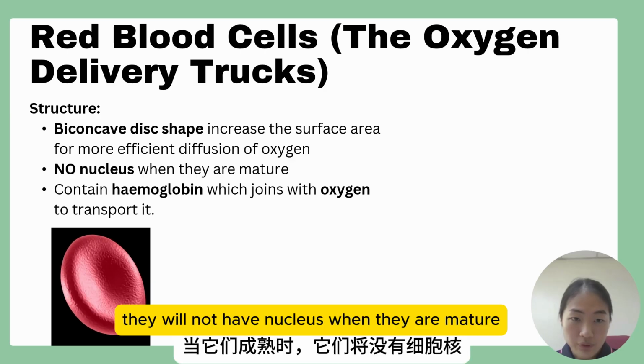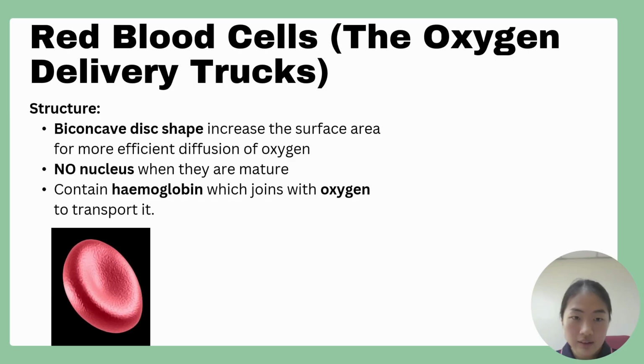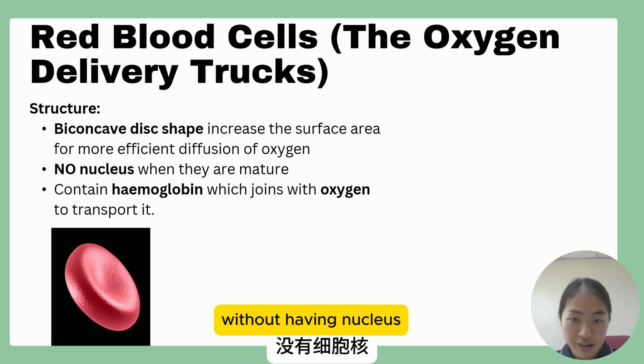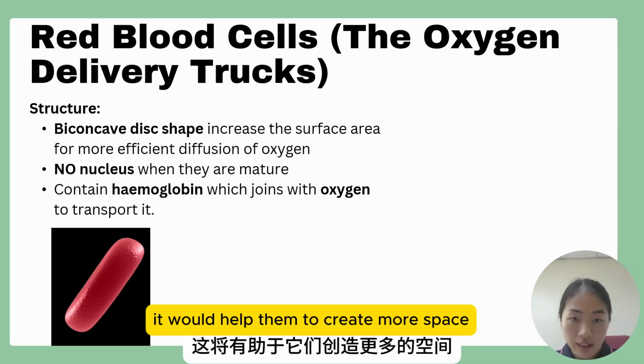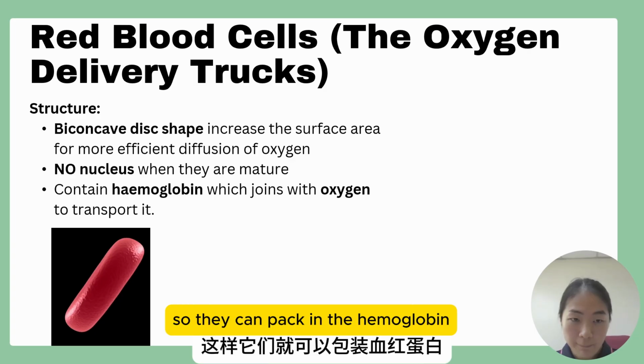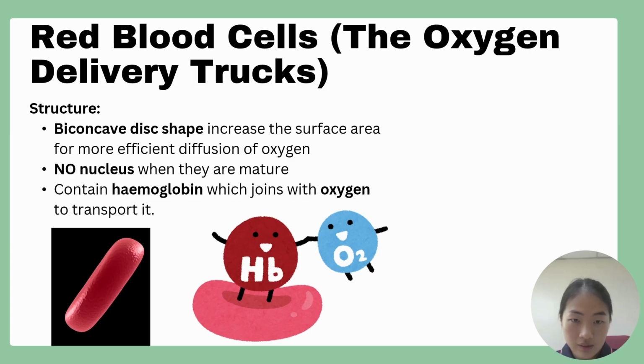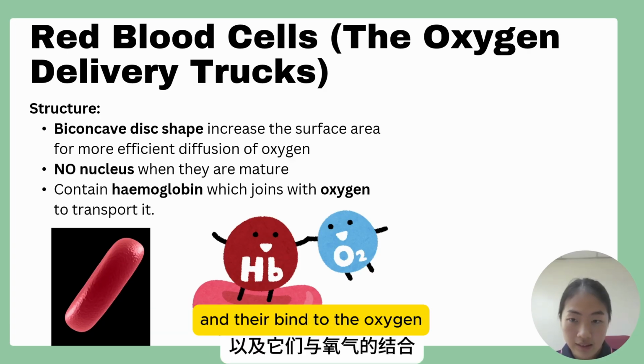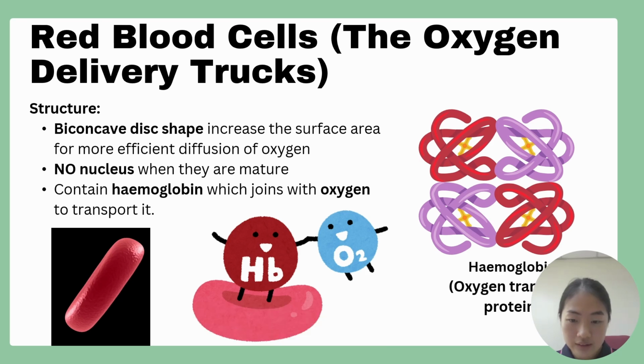Red blood cells will not have a nucleus when they are mature. The importance of not having a nucleus is that it creates more space inside the red blood cell so they can pack in the hemoglobin, which is a protein that contains the iron and binds to the oxygen.